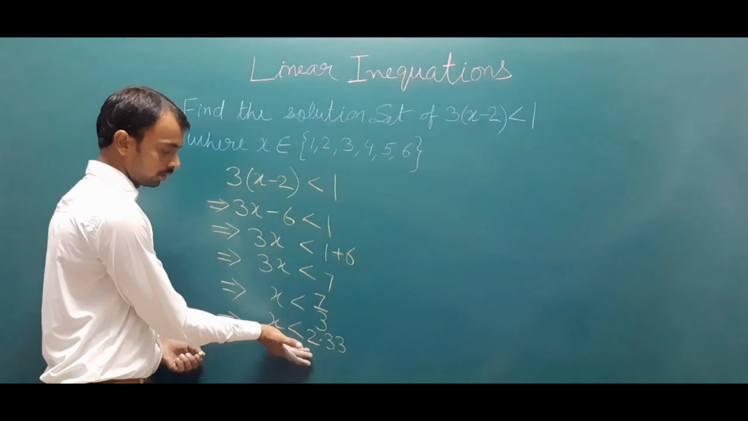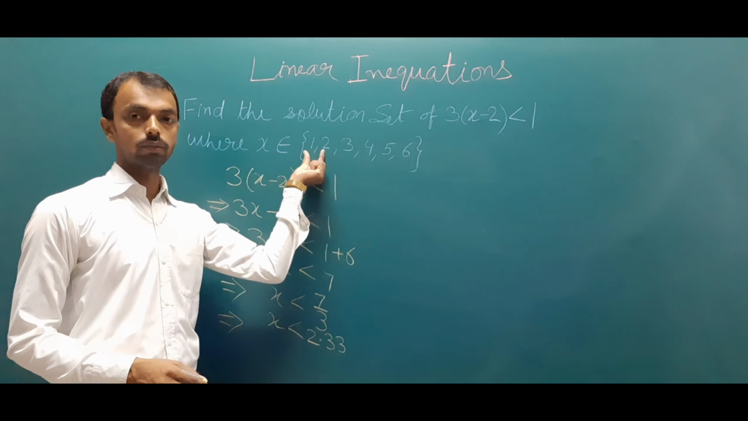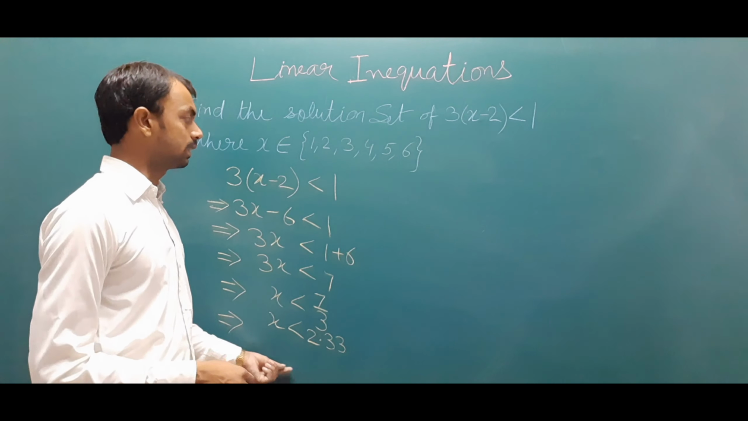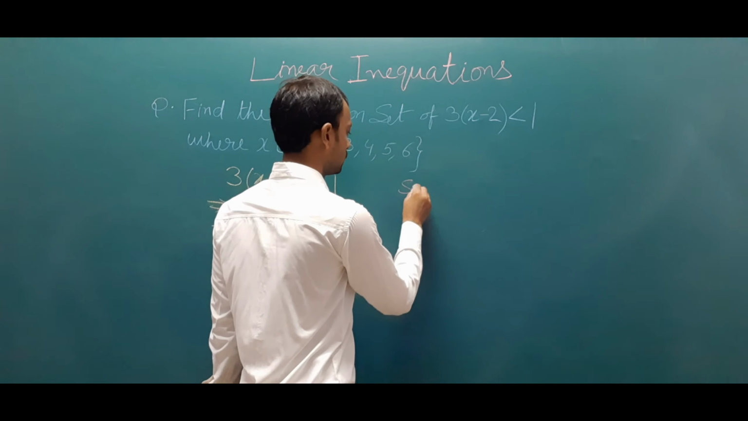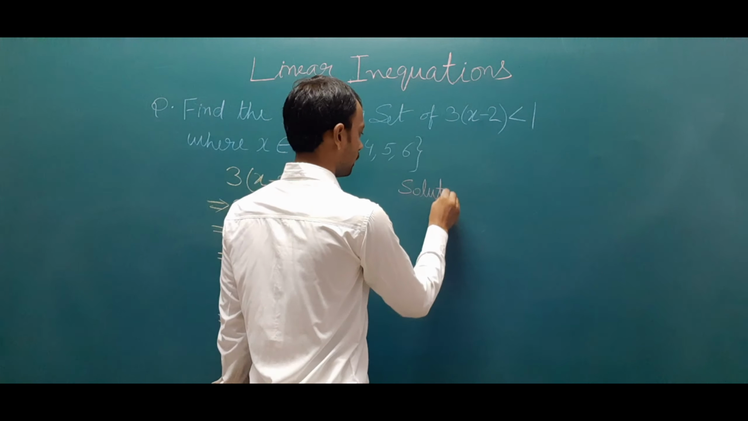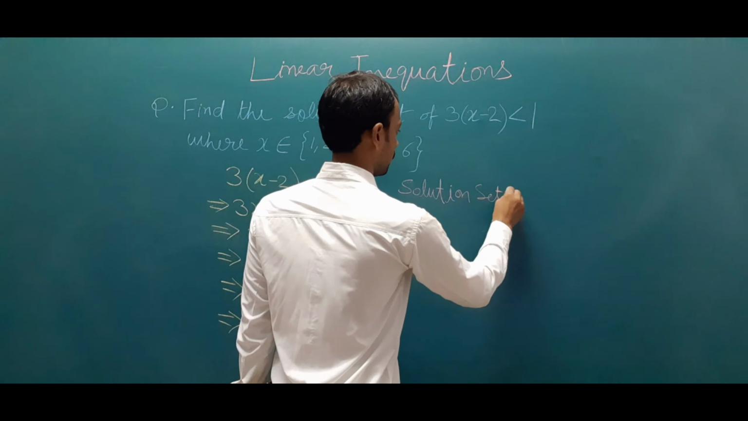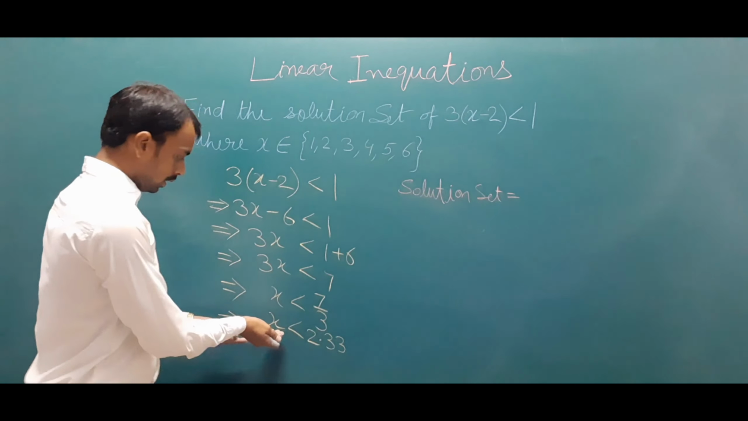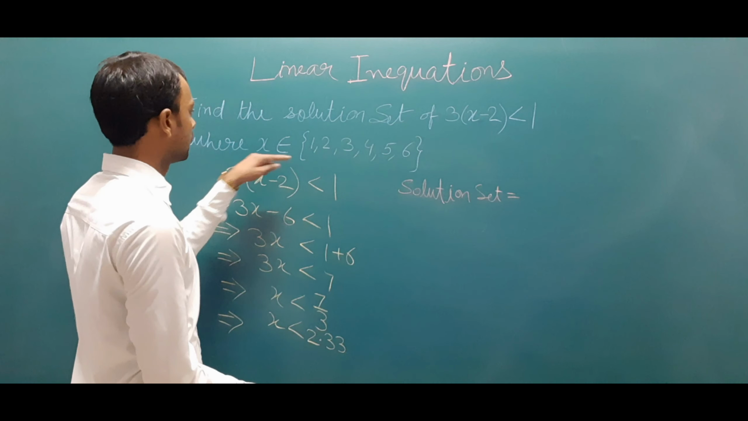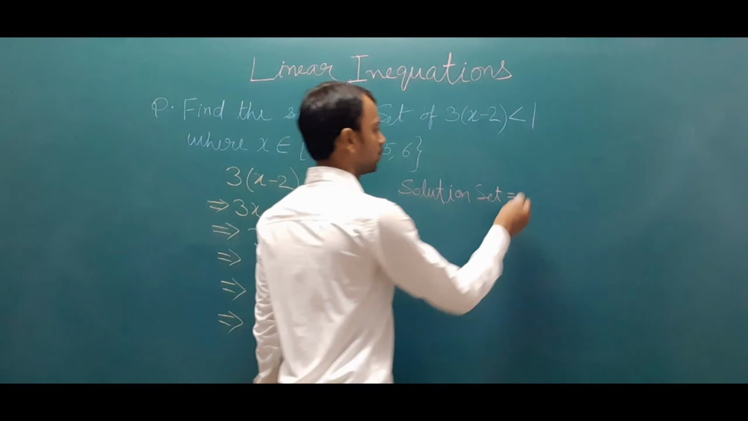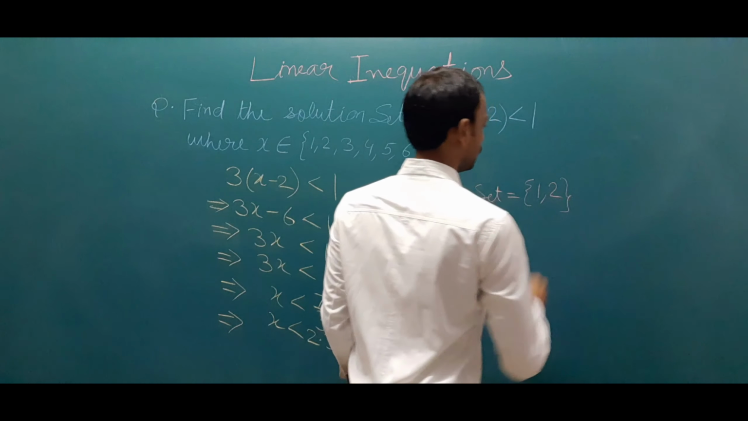Okay, so x is less than 2.33. That means the solution set will be what? 1 and 2. So here you can see what our solution set will be. The value of x is less than 2.33, meaning 7 upon 3, that is 1 and 2 only. So our solution set is 1 and 2.